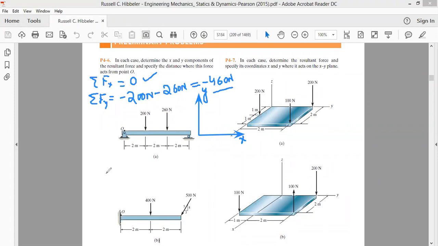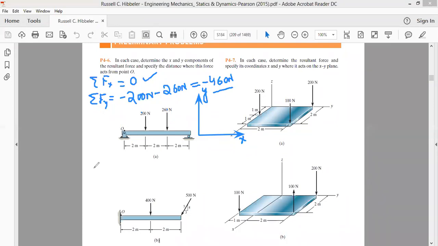Now, let's take the summation of all the moments. It means these two forces can be replaced by a single force at point O, such that the force will be acting in the negative y direction, and its magnitude will be 460 Newton. That means this force and this force can be replaced by a single force having a magnitude of 460 Newton.